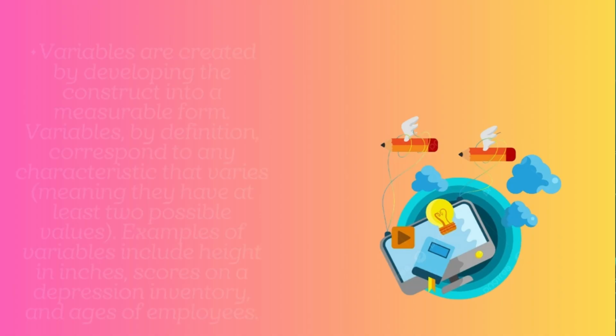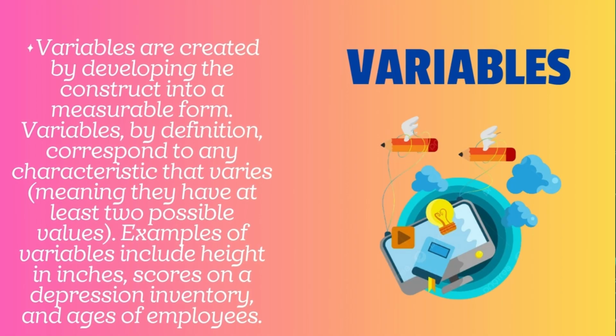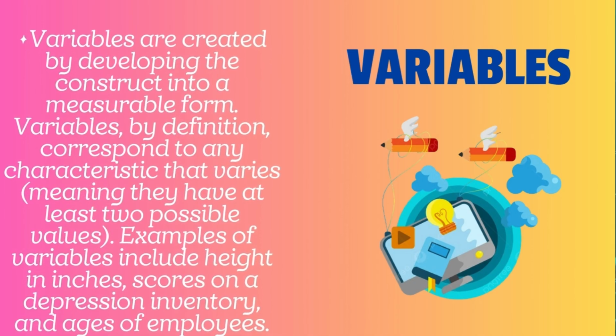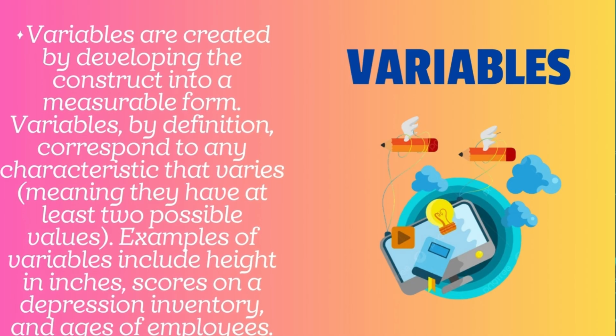The last one is variables. A variable is a characteristic or an attribute that can take different values and is used to measure a concept or a construct in research. Variables also determine the complexity of a research problem. There are two types of variables. Independent variable, the variable that is manipulated or changed in an experiment to observe its effect on another variable. And the second one is the dependent variable. The dependent variable is an outcome or effect that is measured in response to changes in the independent variable.